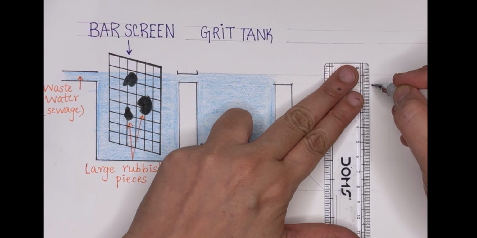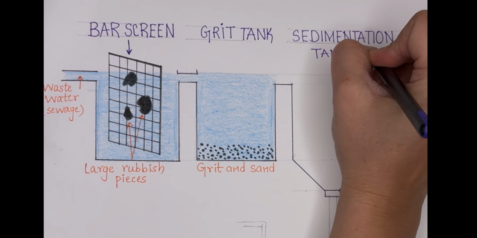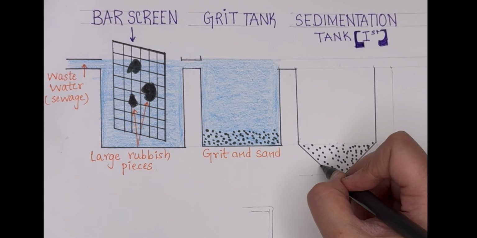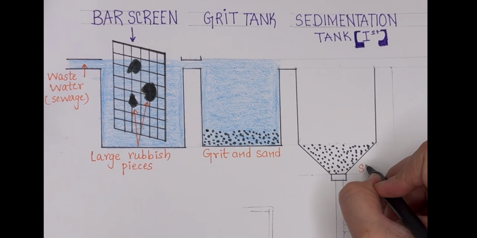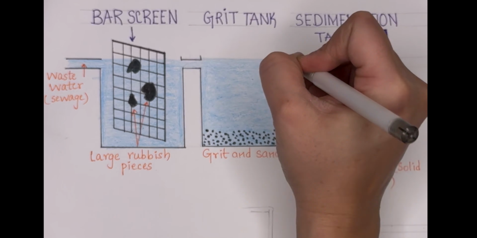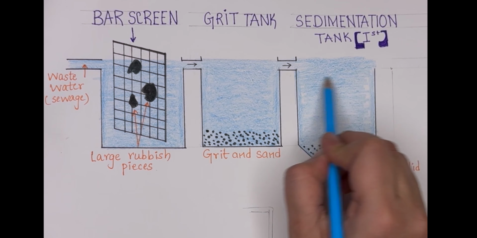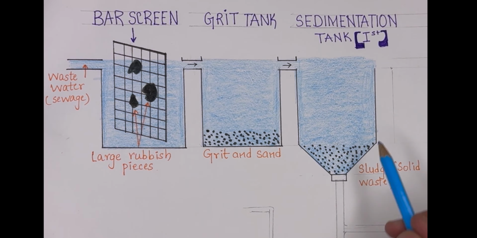Sedimentation tank 1. The water from the grit tank is taken to a settling tank called the sedimentation tank, where solids like feces settle at the bottom of the tank. The waste that settles at the bottom of the tank is called sludge. Lighter waste like foam floats on the top due to the presence of oil and paint and forms scum.